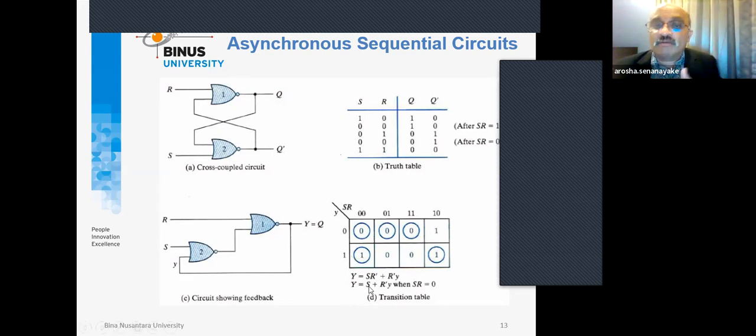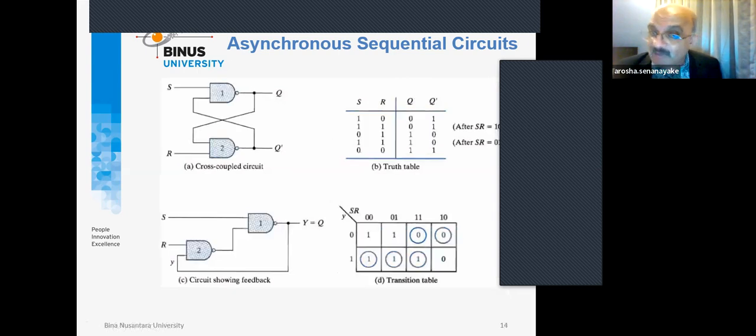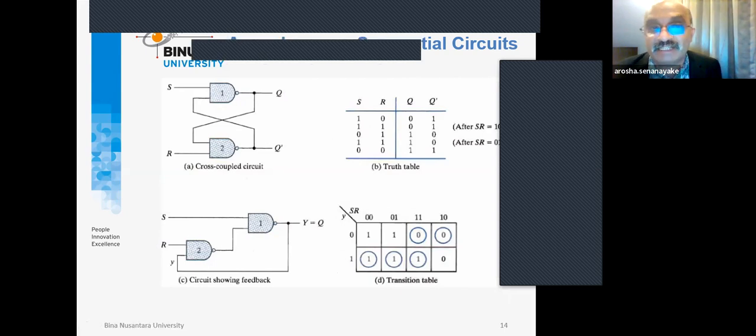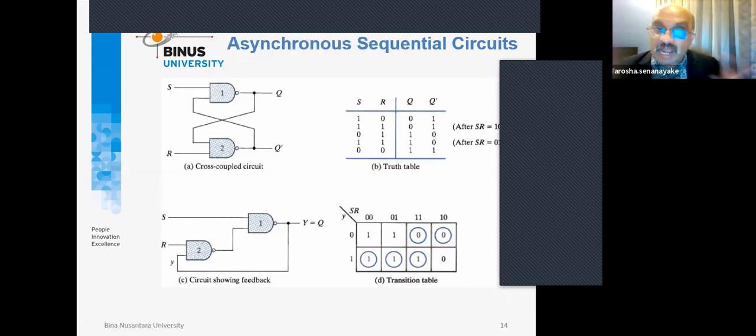Then we can see that we have circuits showing so-called feedback, and you can look at it as well. I'm not going to go through it in detail. Better you practice at home and see those. Then we can also construct SR using NAND gates. In that case, how does it work? So then please go to the next.